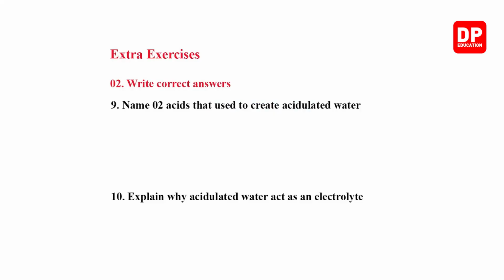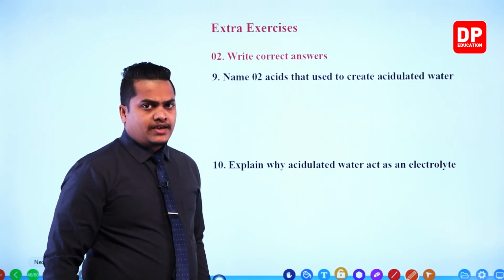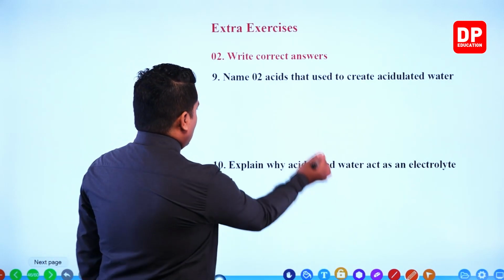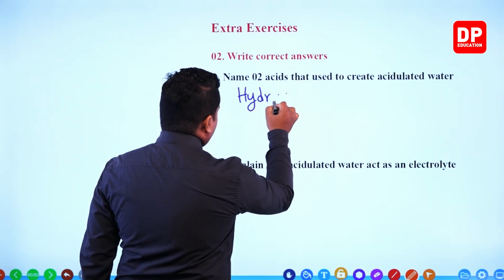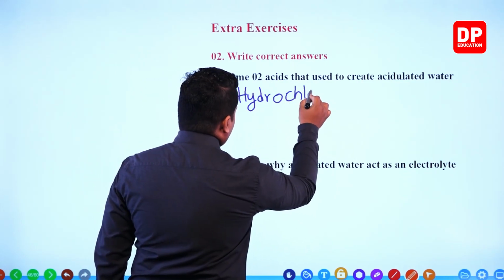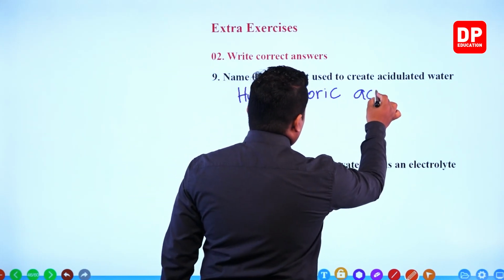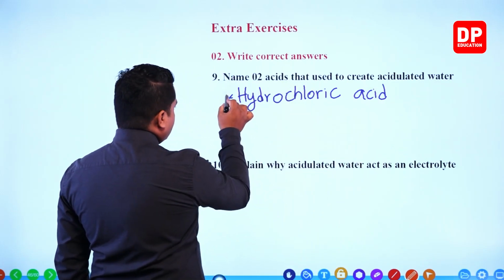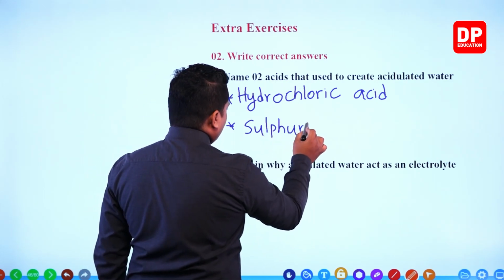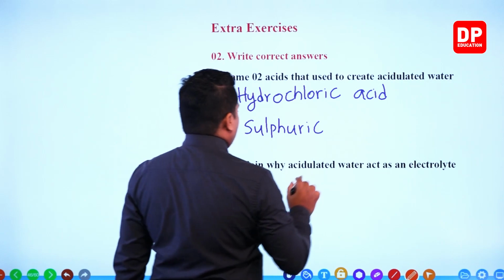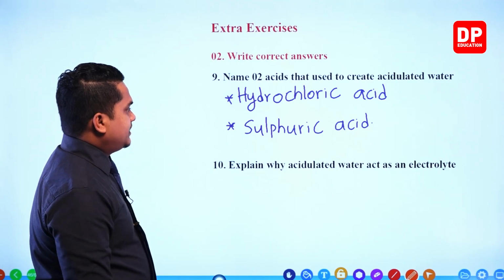Name two acids that are used to create acidulated water. What are the two acids that we can use to make acidulated water? So we can use hydrochloric acid, right? Hydrochloric acid, or else we can use sulfuric acid. This is also referred to as battery acid, sulfuric acid. So hydrochloric acid and sulfuric acid.